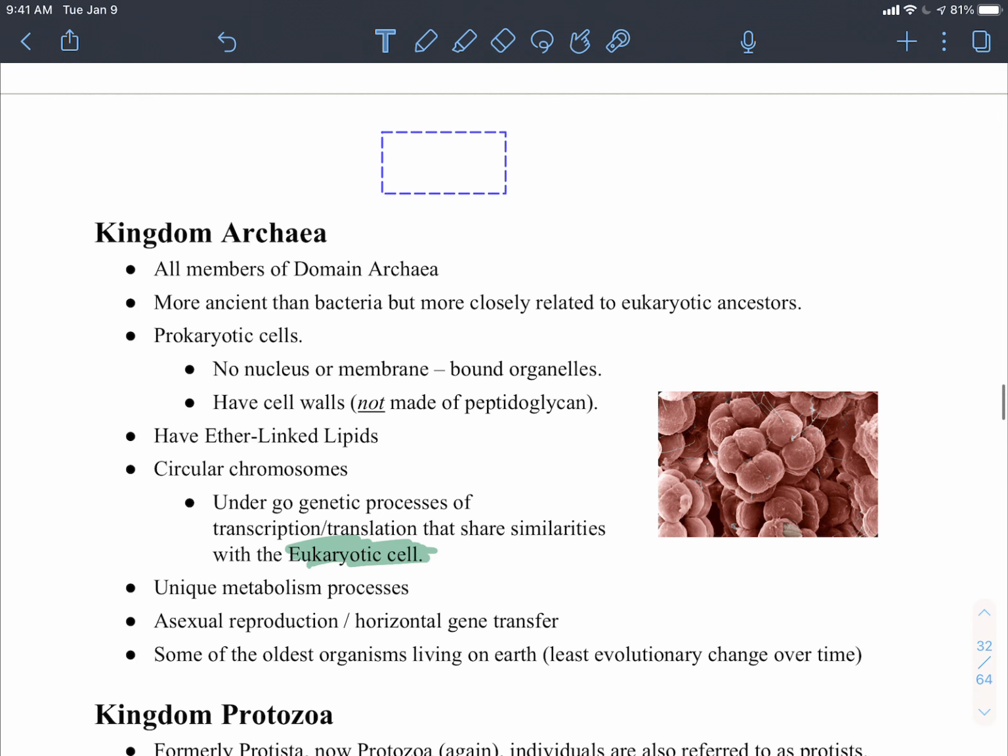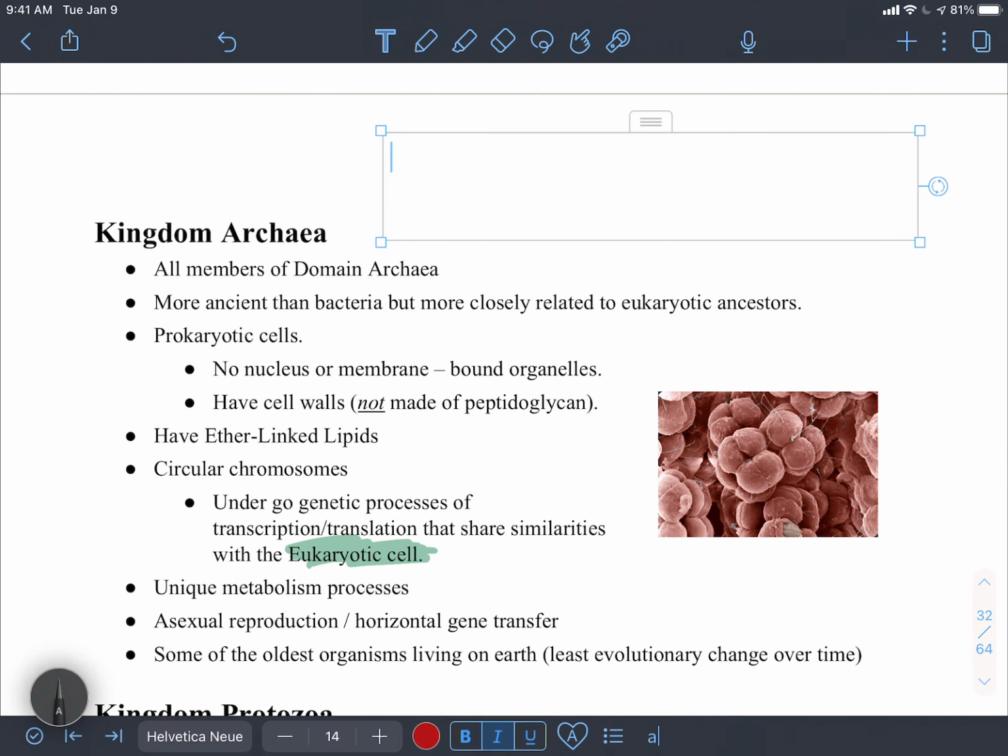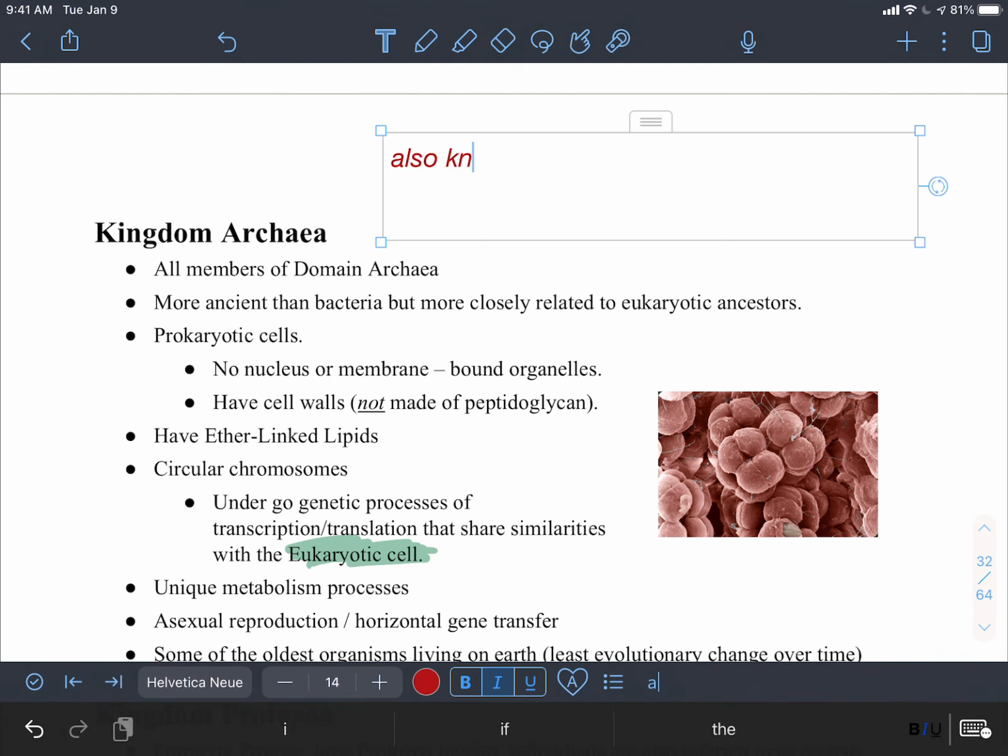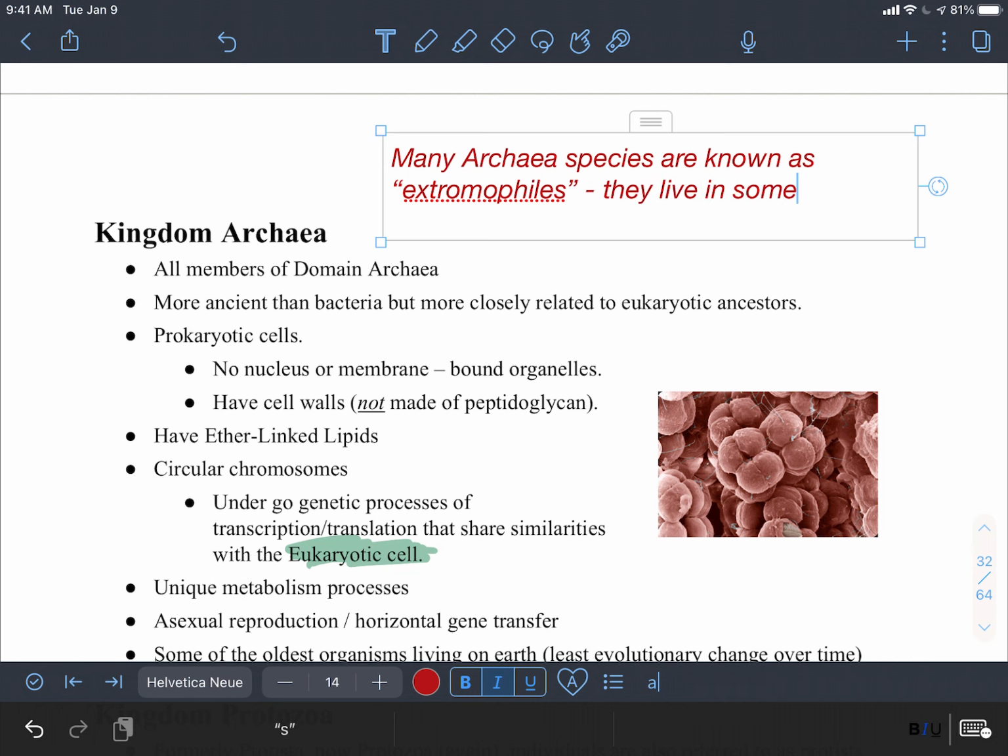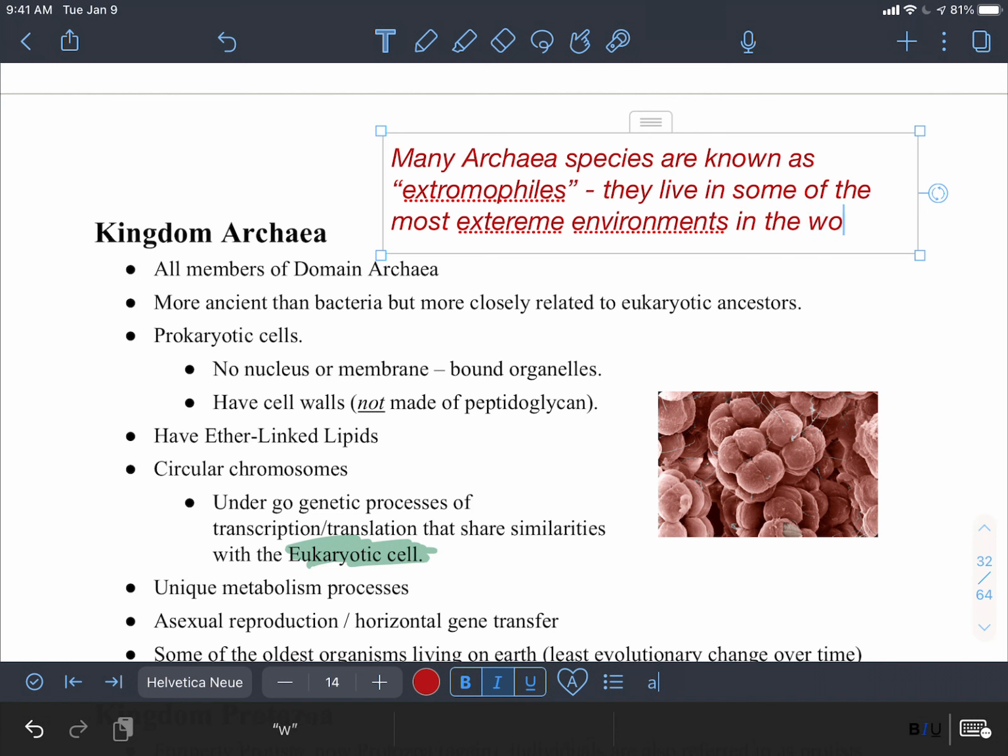Now, one thing that is missing here, which I must have overlooked, is that these are also known as extremophiles, or at least many archaea species are known as extremophiles. They live in some of the most extreme environments in the world.